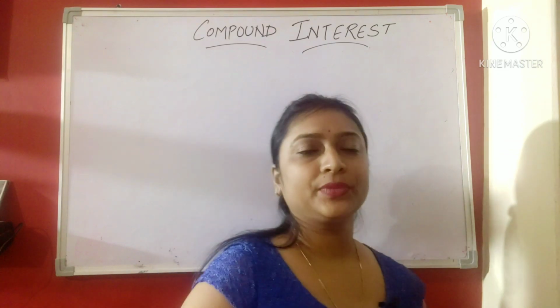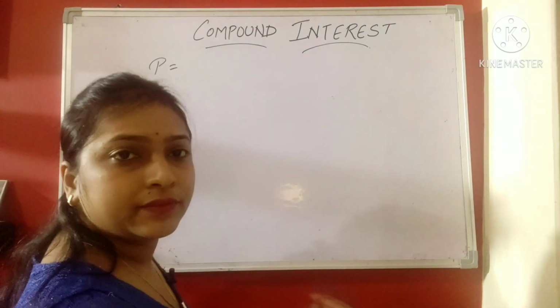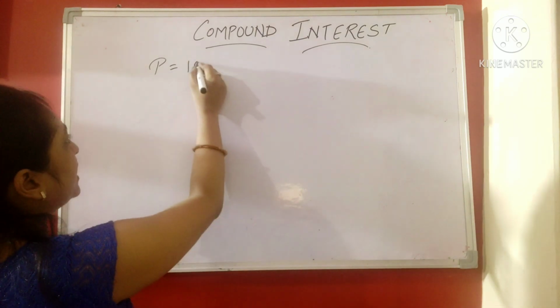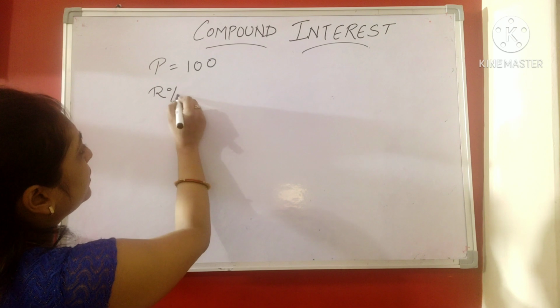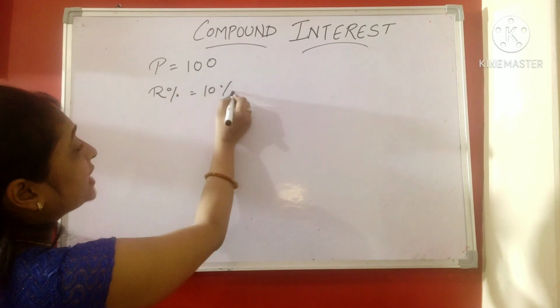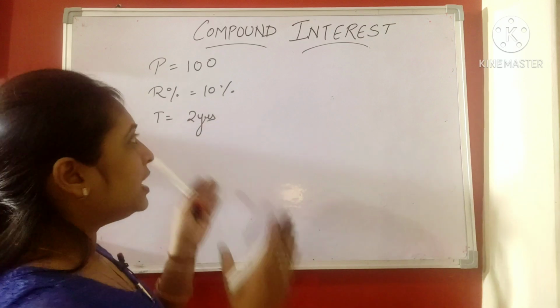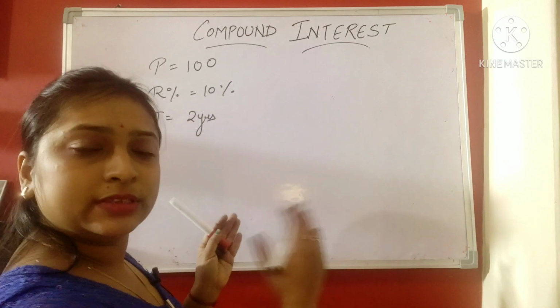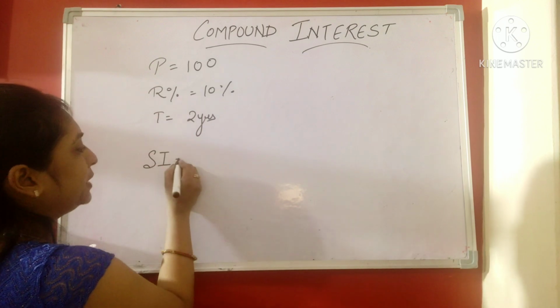Let us see. Now, suppose the principal which I have deposited in the bank is rupees 100. Rate of interest is 10%. Time is suppose 2 years. Right? So let us see the difference between simple interest and compound interest. Let us first calculate simple interest.